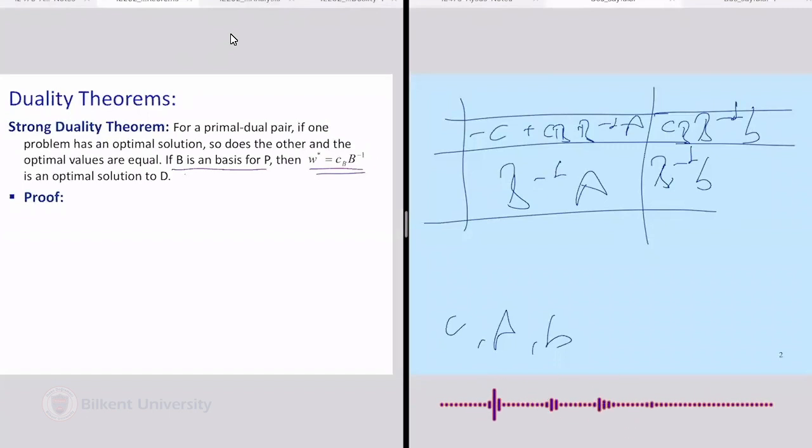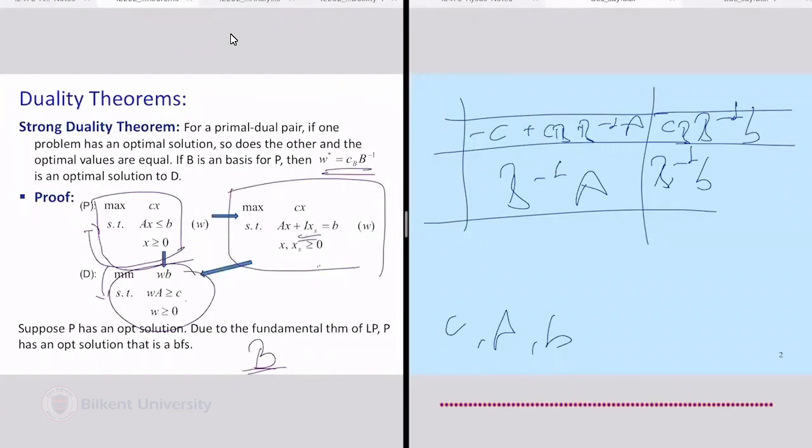Do you want me to go over the proof also? Or is your question regarding the meaning of it? No, no need for the proof. Okay. All right then. So that was the strong duality theorem.